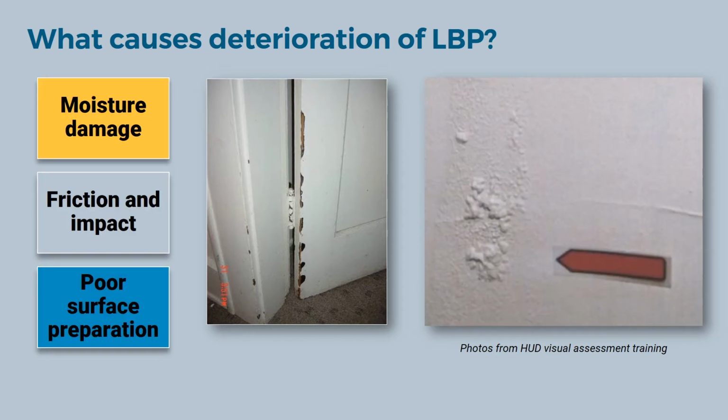Finally, poor surface preparation. If multiple coats of paint are used and there's a problem with the paint sticking to the surface, the upper layers may peel and expose the lead-based paint. The photo of the wall shows that underlying moisture is causing the paint to blister. Over time, this will flake off and pose a risk to children.